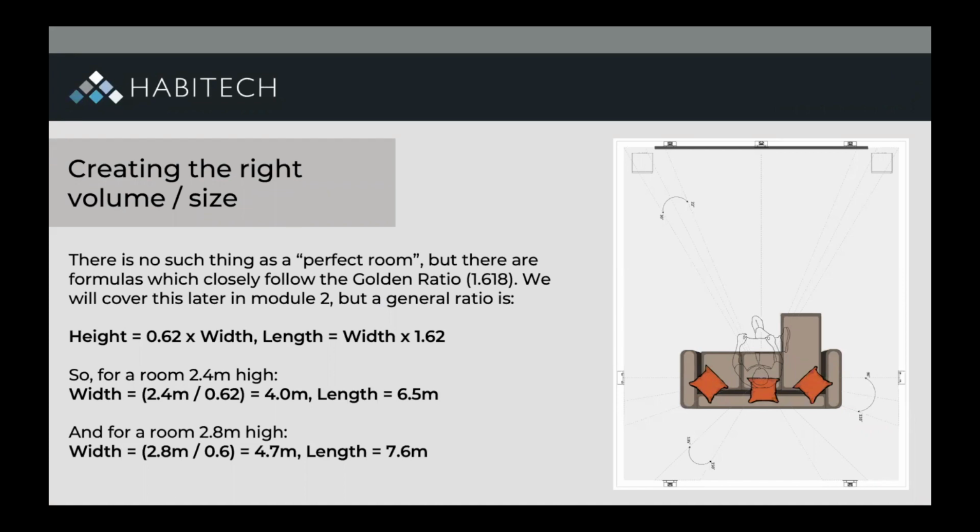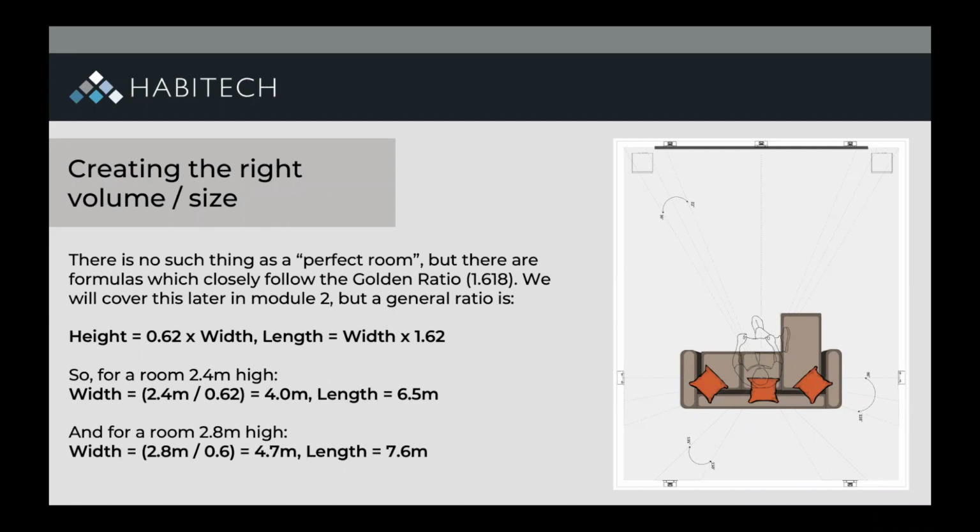We don't often get an opportunity to choose the size of a room, and there isn't such a thing as a perfect room, but acoustically there are formulas which closely follow what's known as the golden ratio, which is found in many things in nature and science. We're going to cover this in more detail in the second module later on this morning, but the general ratio is that height becomes 0.62 times the width, and length becomes the width times 1.62.